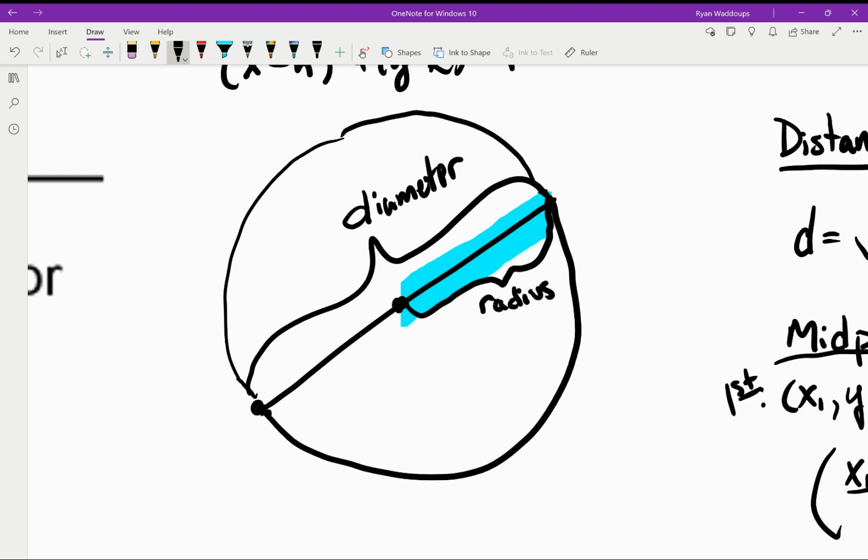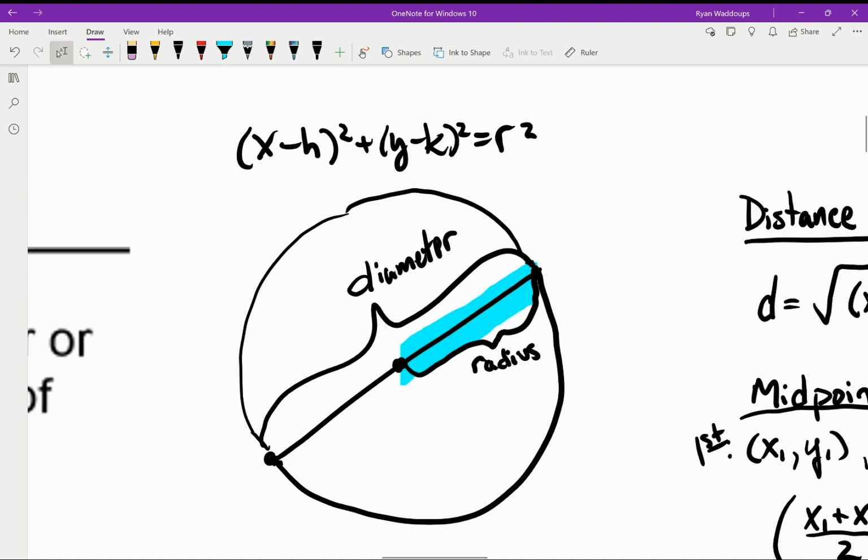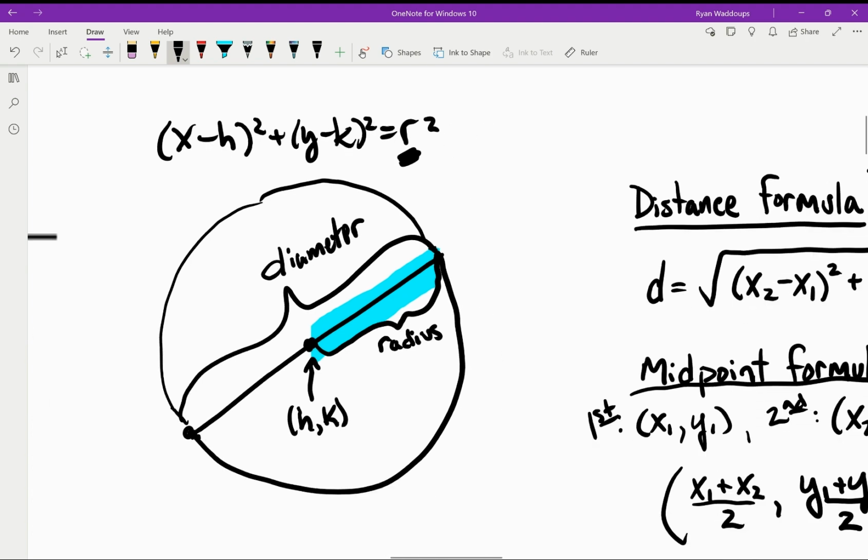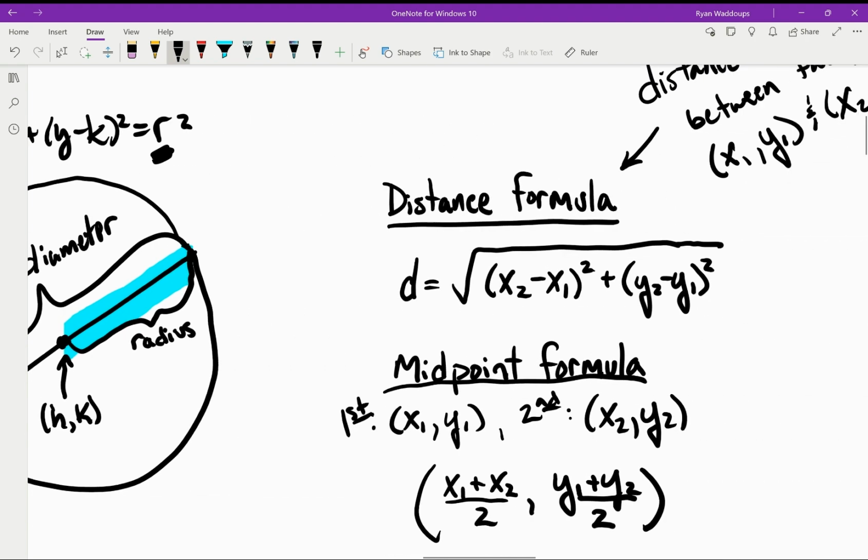And we need that radius as part of what we need to write the equation, because the r squared is the radius squared. But we also need this point in the center here, which is the point hk. So h is the x coordinate of the center, and k is the y coordinate of the center. And we'll be using both of these formulas.